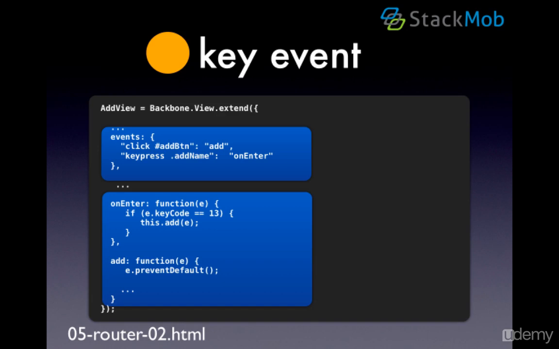Now I also went ahead and added a key press listener, so I want to listen to when a key is pressed inside the input field that has a class of add name. If that happens, I want to call the enter method, which will then check that the enter key was pressed based on the event that's passed in. I can look at the event.keycode, and if it's equal to 13, that's the enter button. If that happens, then I want to call this.add. So there I'm going from my key press to a method, which is then calling another method inside of my view.